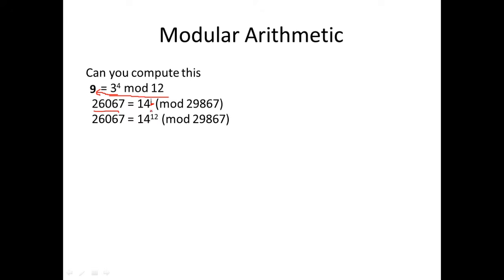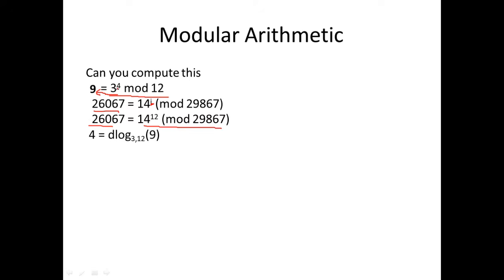Actually, what is the result here? It is 14 power 12 mod 29867 is equal to this. So if I had given you this value, you would have immediately told me this is the result. But finding the exponent, having the result, is a tedious task, and we are going to use this as an advantage in our cryptographic algorithm.